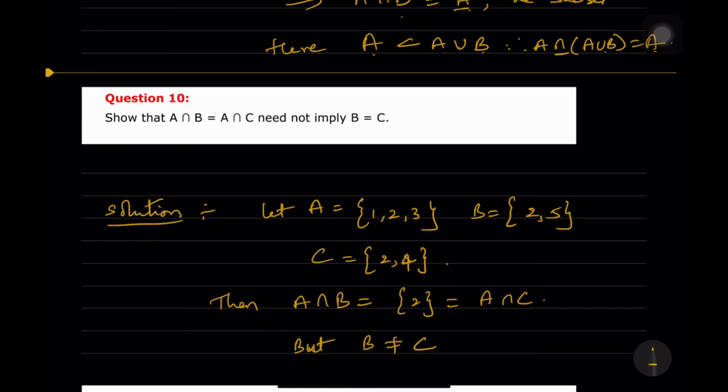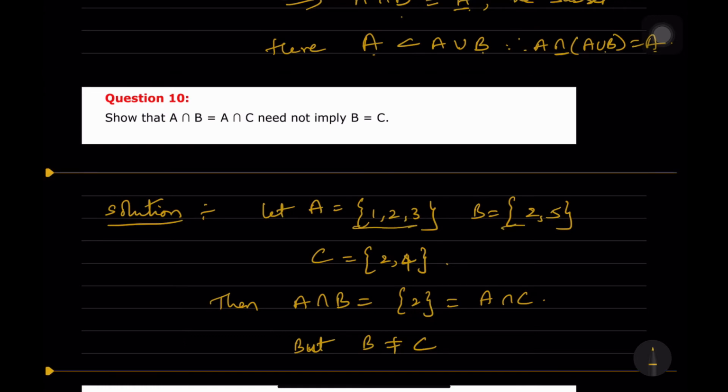Now A intersection B is equal to what here? In A intersection B, what is common? 2 is common in both of them, and this is also common in A intersection C, but B and C are not equivalent sets. So therefore it always doesn't imply that B is equal to C. So B is not equal to C. For that I have taken the example and done.